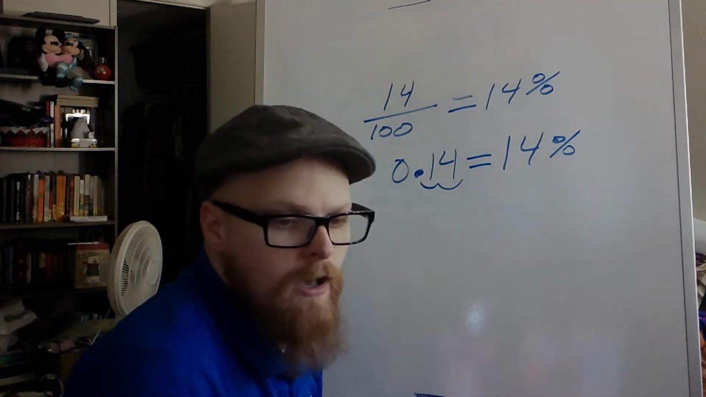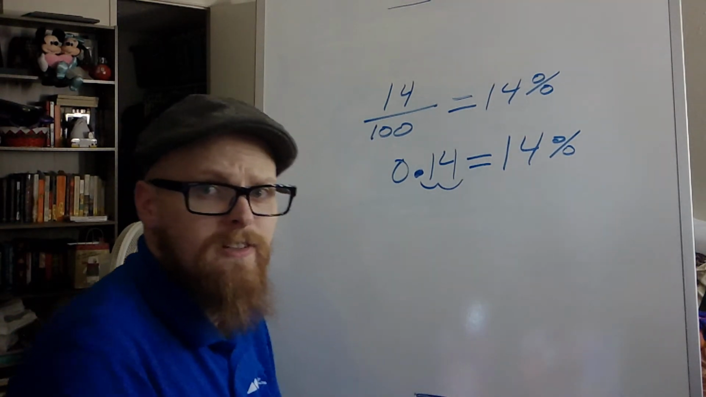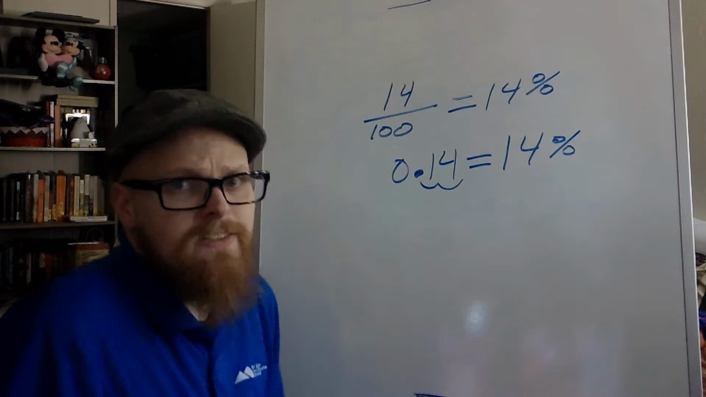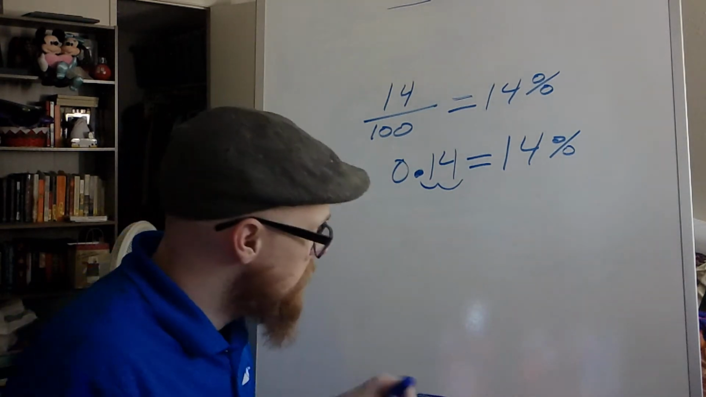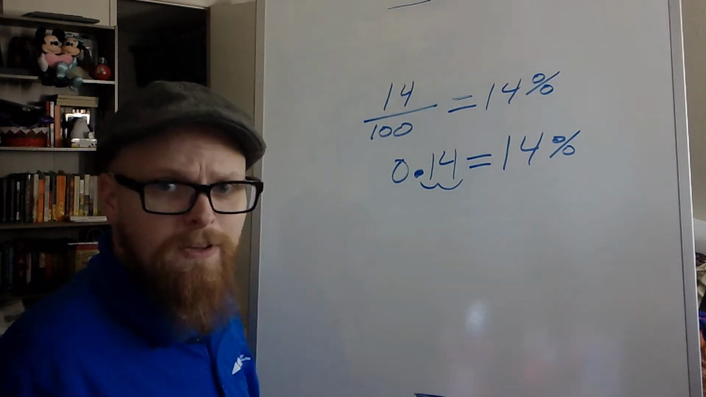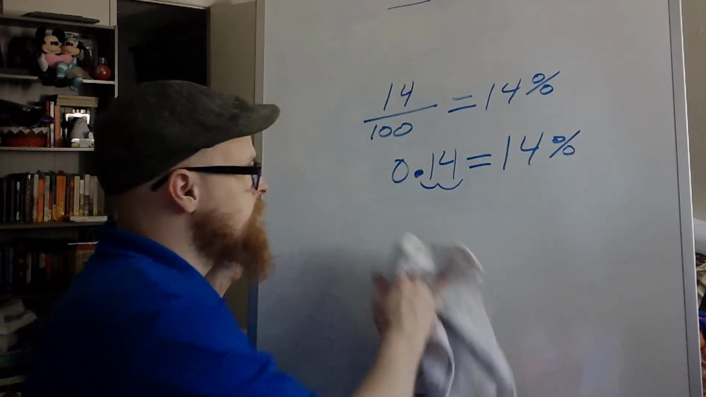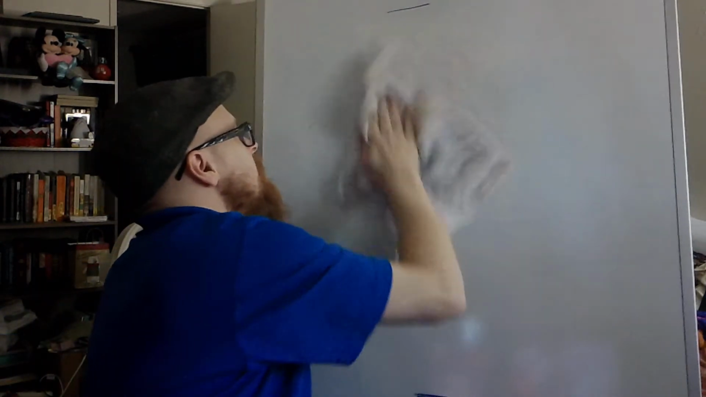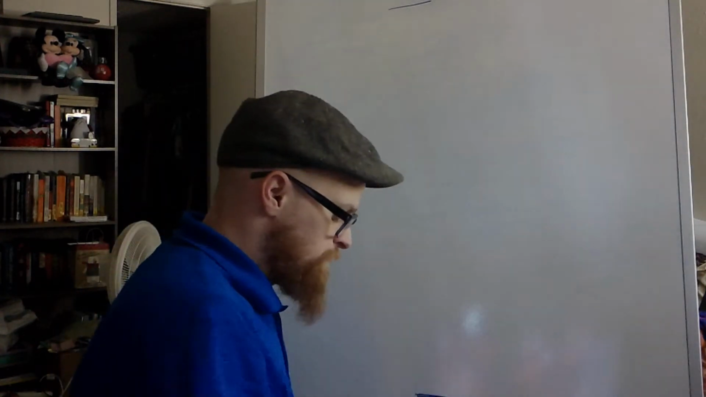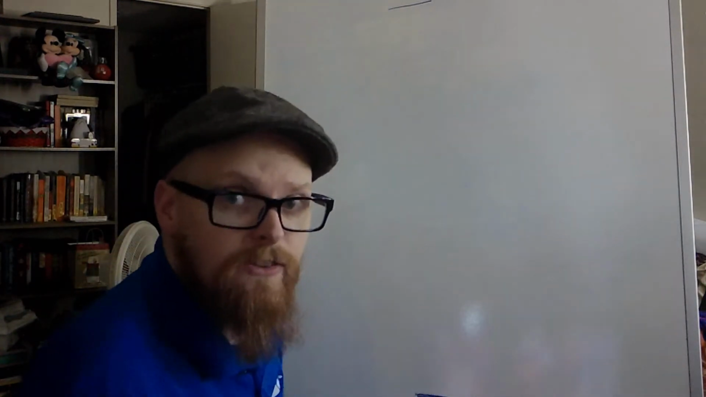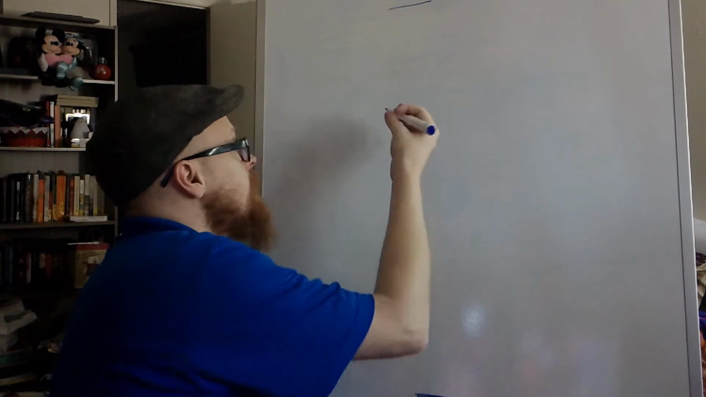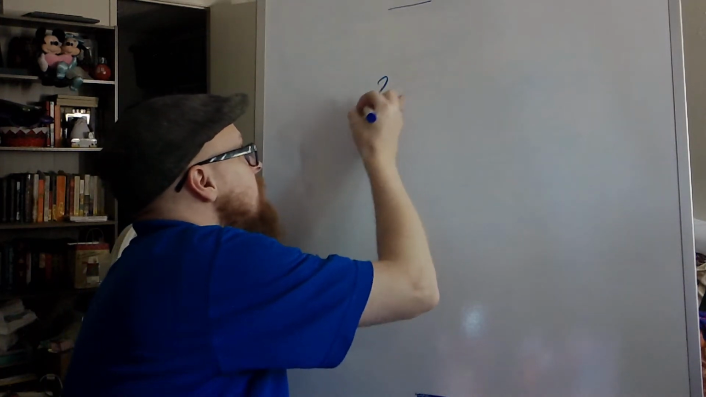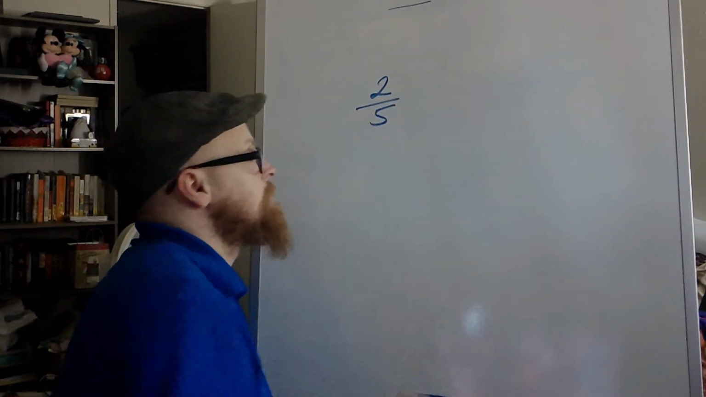Okay? The question here now, of course, is what if I have a fraction that isn't over 100? Right? Because how often have we seen a fraction that's over 100? Not very often. Well, there's a couple different things we can do if that's the case. Let's say we've got 2 over 5.